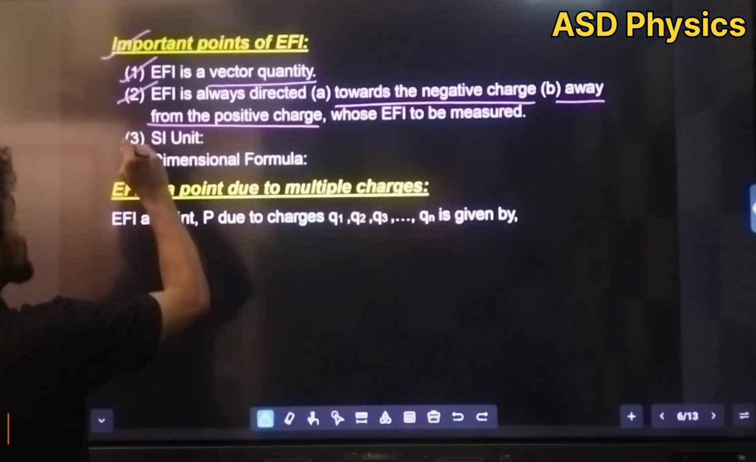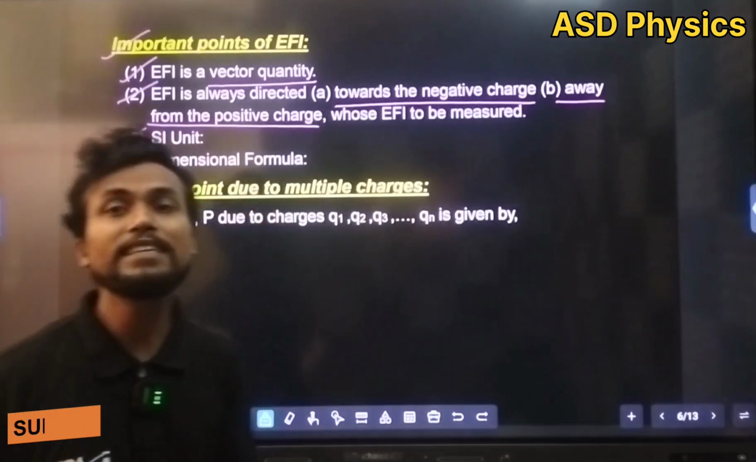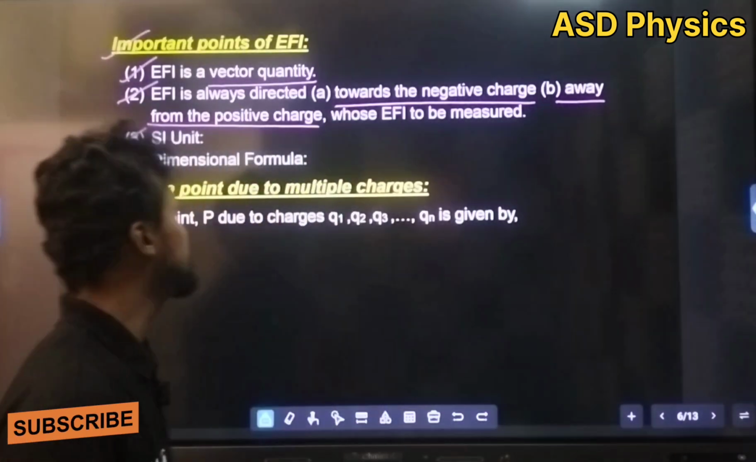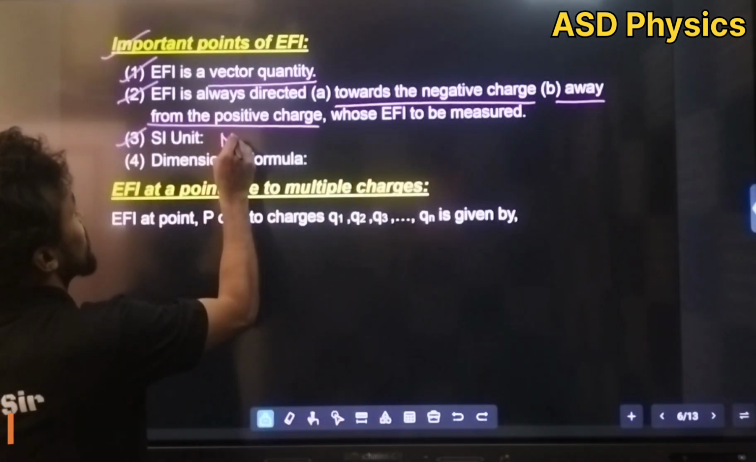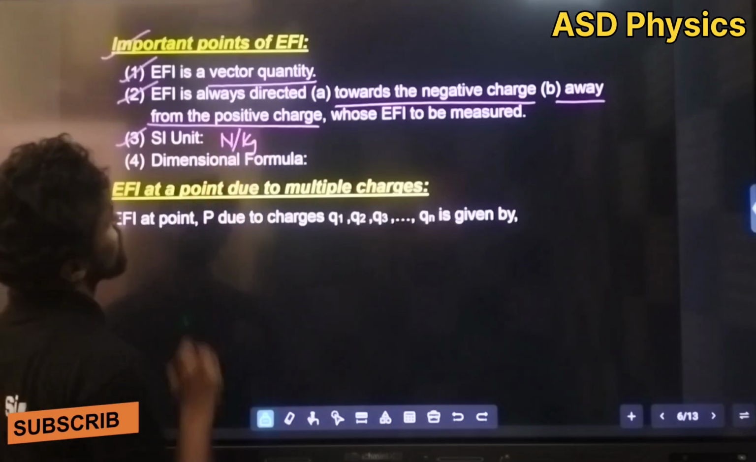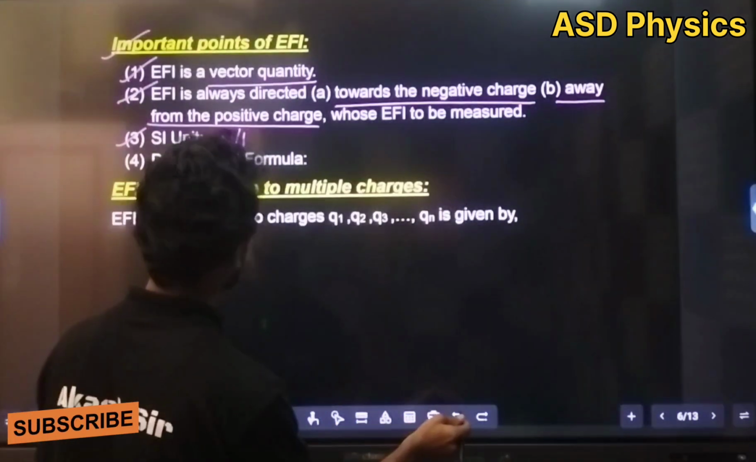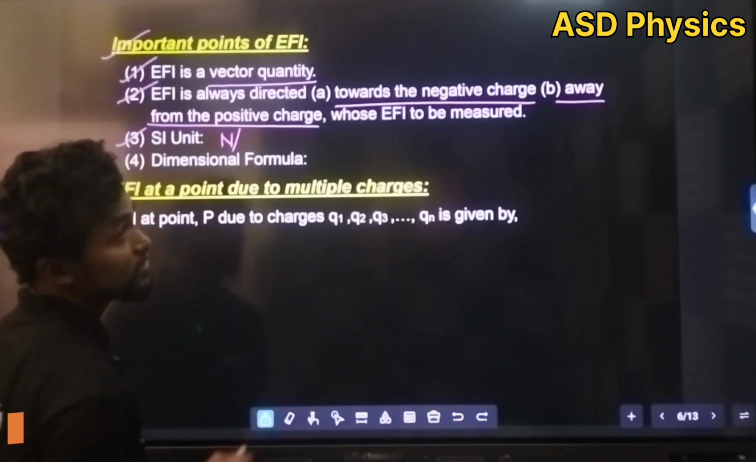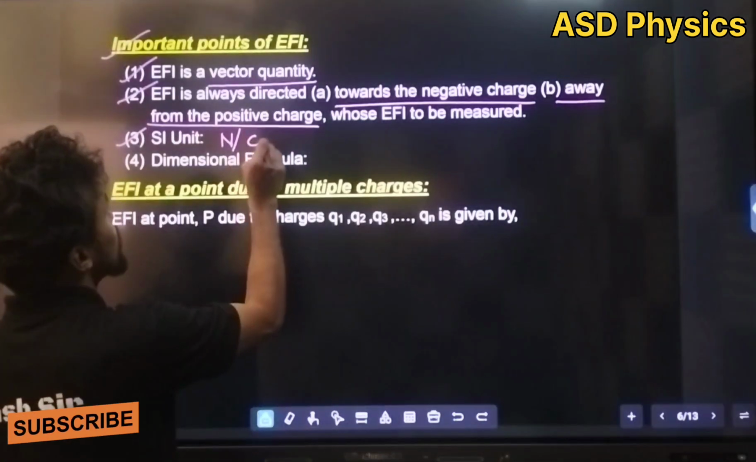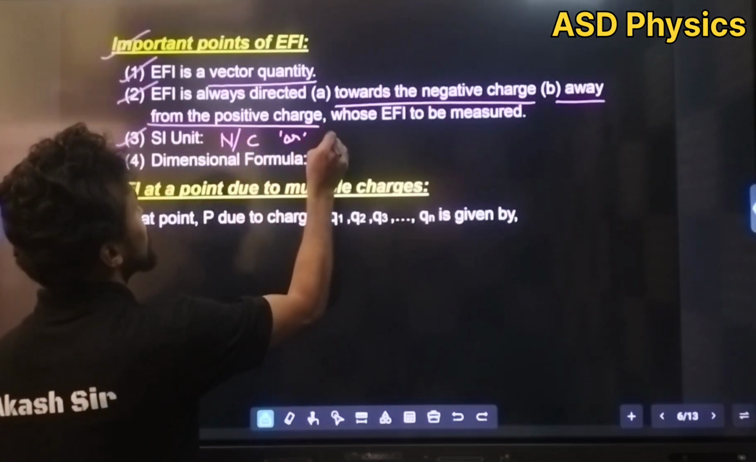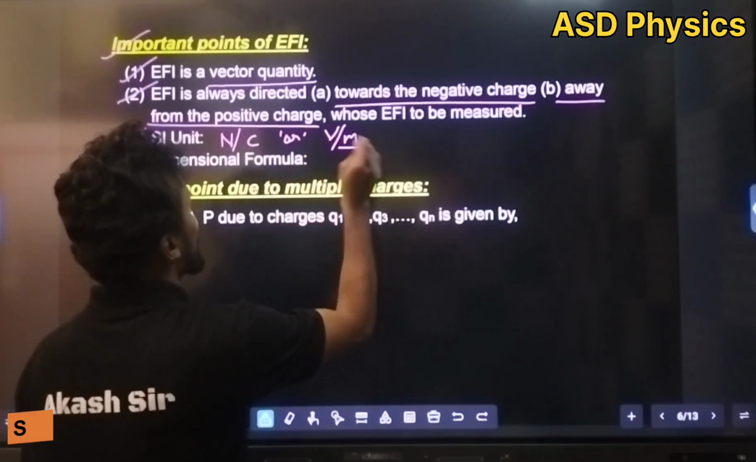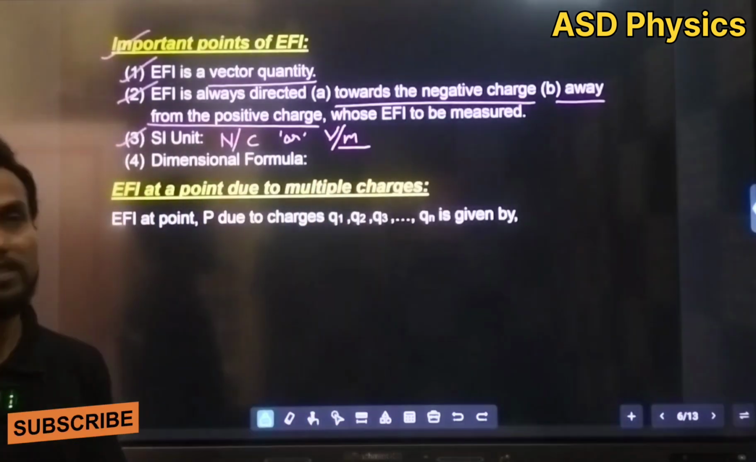Next, SI unit. As you know, E equals F by q. That means the SI unit is Newton per coulomb, not kg. Newton per coulomb, because E equals F by q. One more will be there, which please also remember: volt per meter. These two SI units are there.